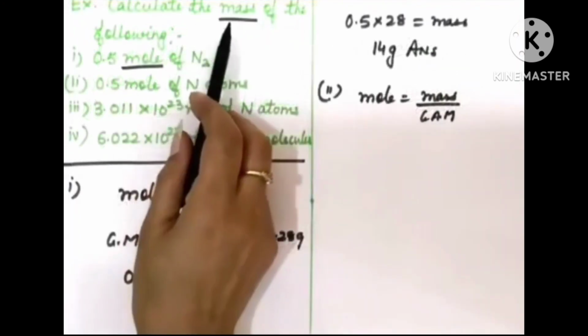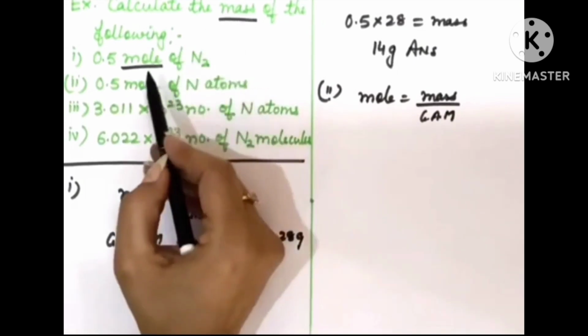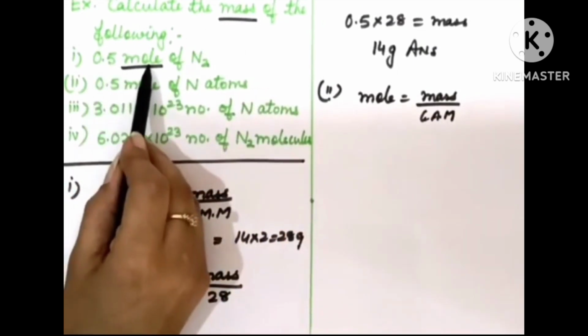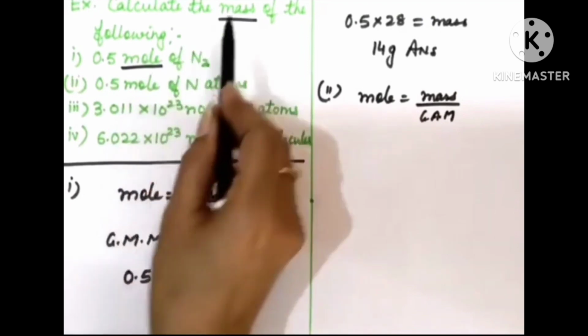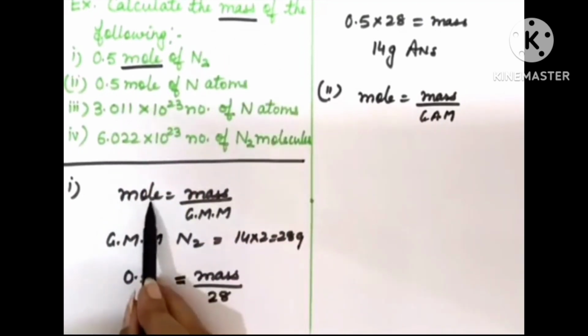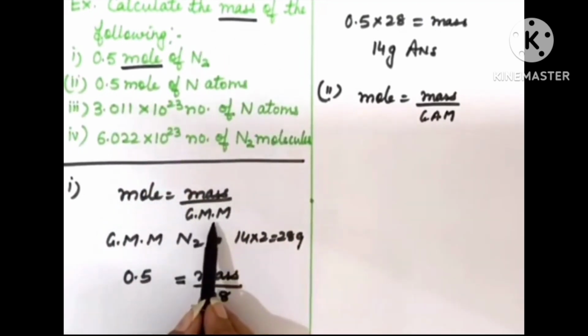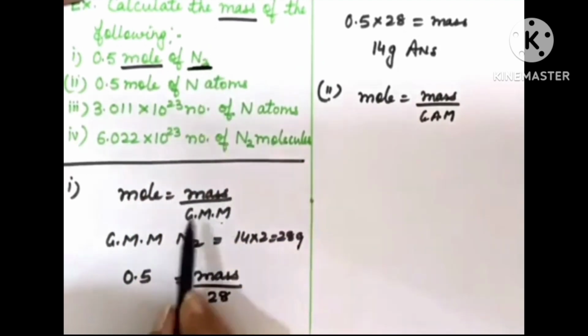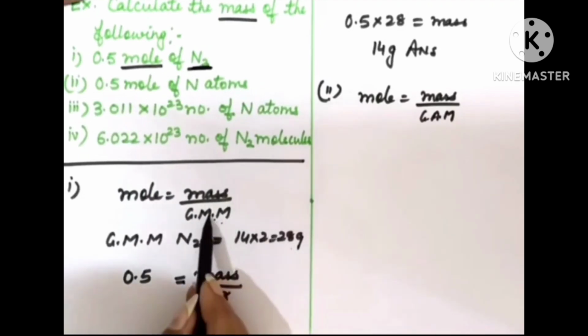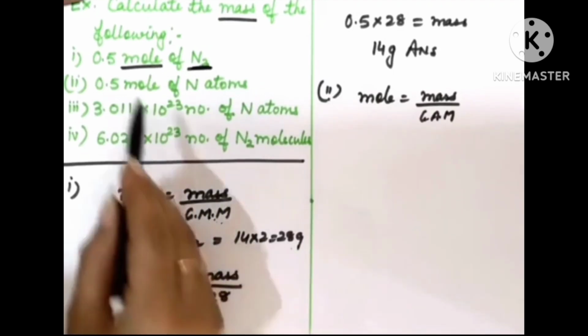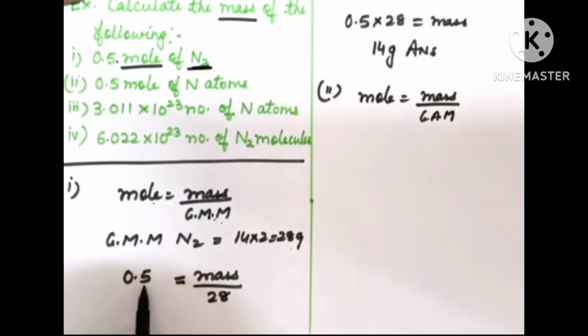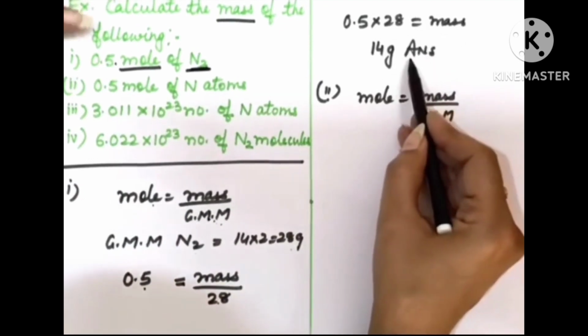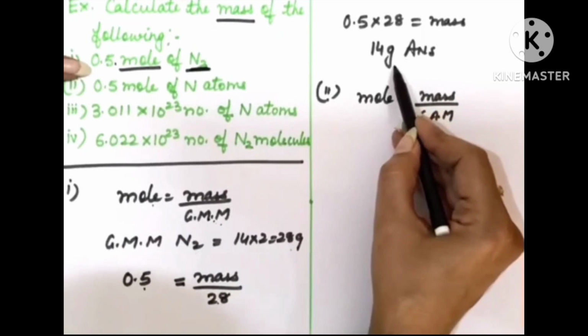Now next question, we have to find out the mass. In the first part, moles are given. So now we have to take the formula where mole and mass are given. So we know mole is equal to mass upon gram molecular mass. I have written gram molecular mass because molecule is given here. And gram molecular mass of N2 I have calculated as 28 grams. Fill 28 grams here. And moles are given, fill moles 0.5. 0.5 into 28 will give us the mass of the N2, that is 14 grams.